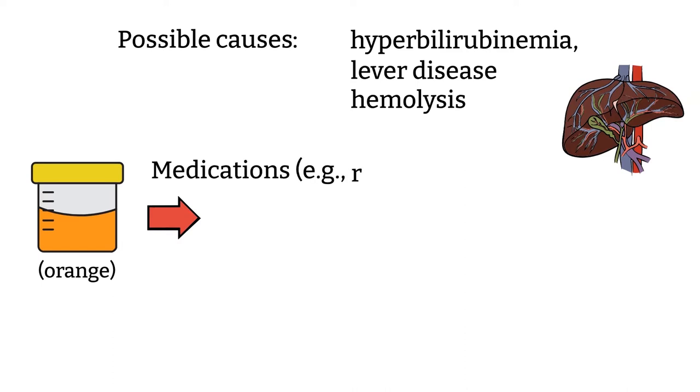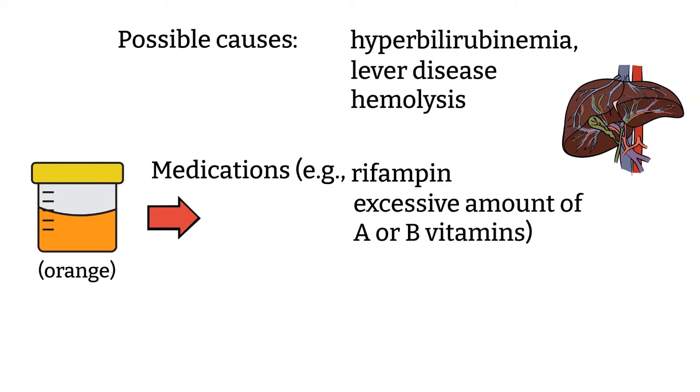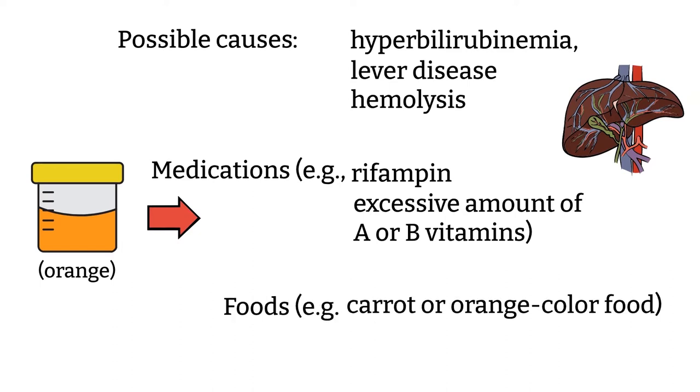Your food consumption can make urine orange. If you consume an excess amount of vitamin A or vitamin B complex, or a lot of orange color food like carrots, your urine can have an orange color.